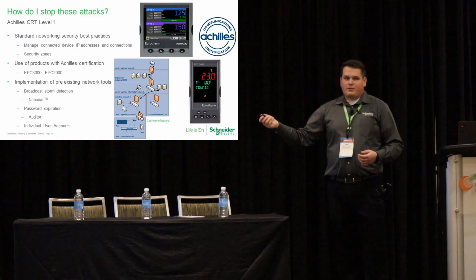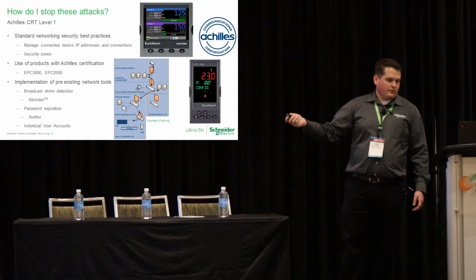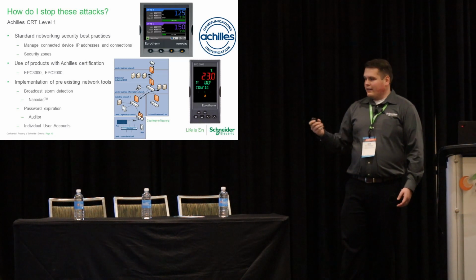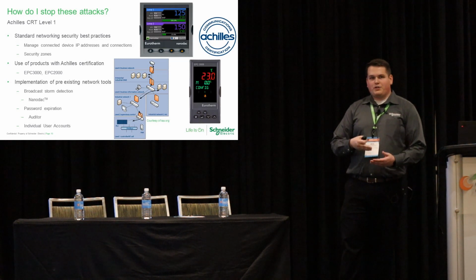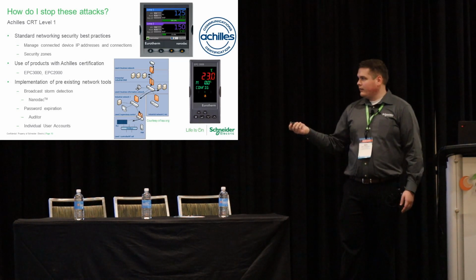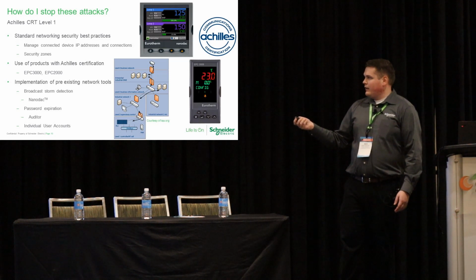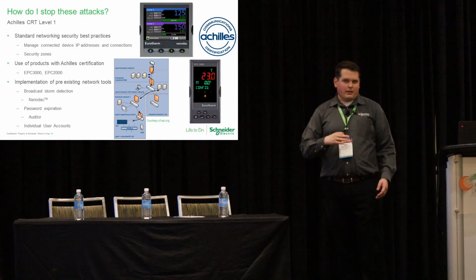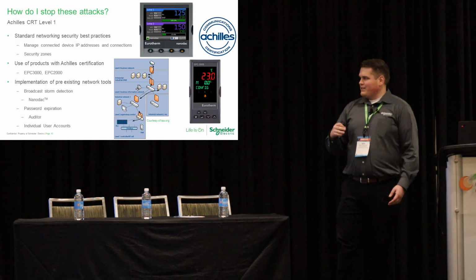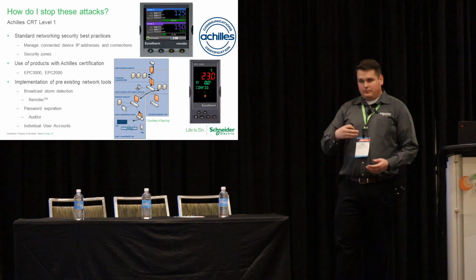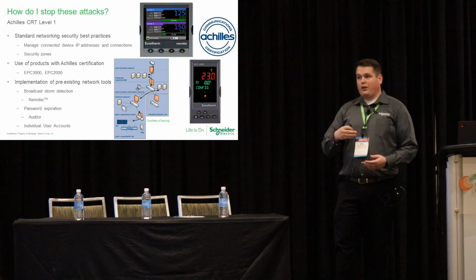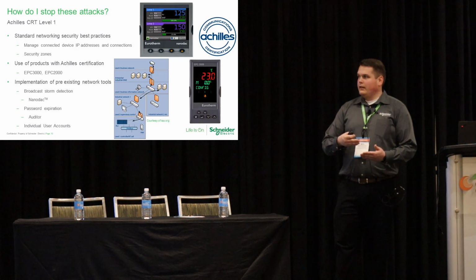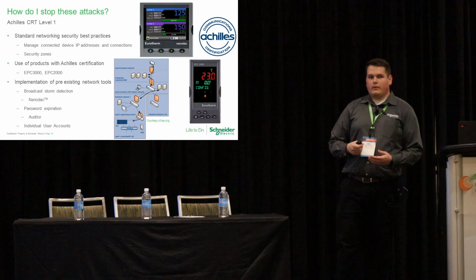So use products with that Achilles CRT certification. We've got our EPC 3000 controller and our EPC 2000 controller. Those are both Achilles CRT Level 1 certified. And again, that's going to block off that communications port if it does detect an attack. In addition to that, we have our Nanotech product, which has what's called a broadcast storm detection. Different than Achilles CRT, this is going to notify you of that attack. It's not going to shut down the communications port, but you'll get an alert that this IP address is being flooded with data.